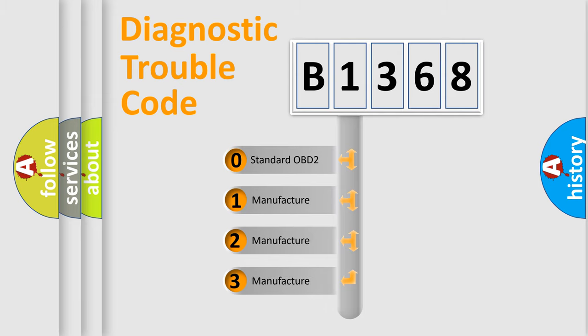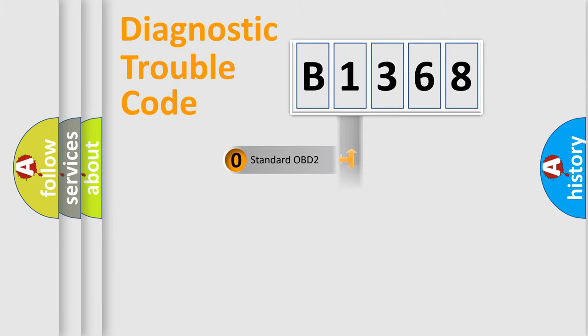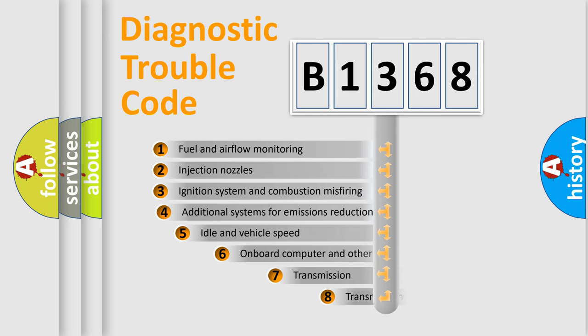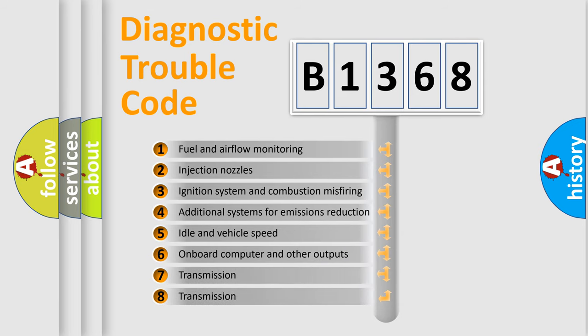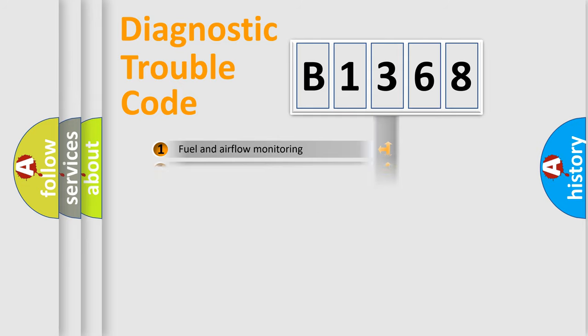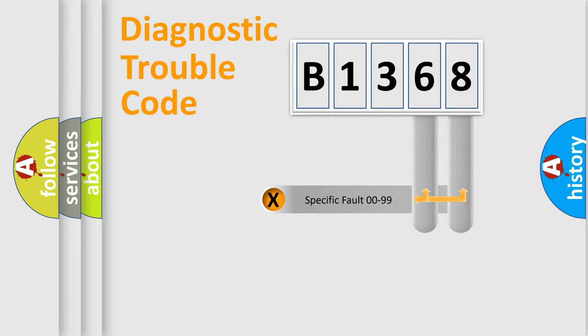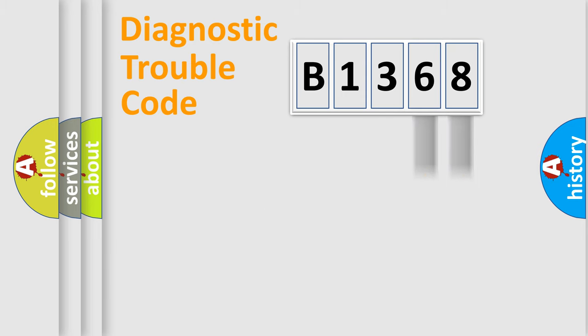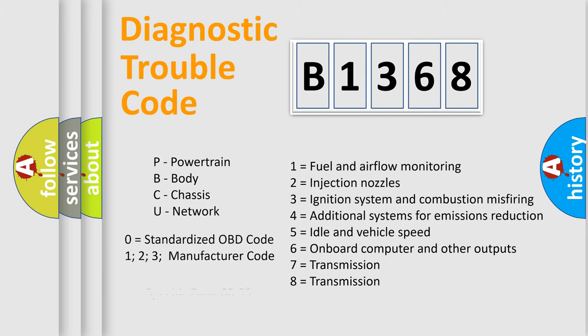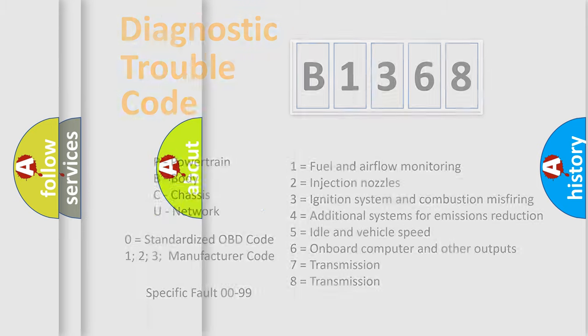If the second character is expressed as zero, it is a standardized error. In the case of numbers 1, 2, 3, it is a more manufacturer-specific expression of the car-specific error. The third character specifies a subset of errors. The distribution shown is valid only for the standardized DTC code. Only the last two characters define the specific fault of the group. Let's not forget that such a division is valid only if the second character of the code is expressed by the number 0.